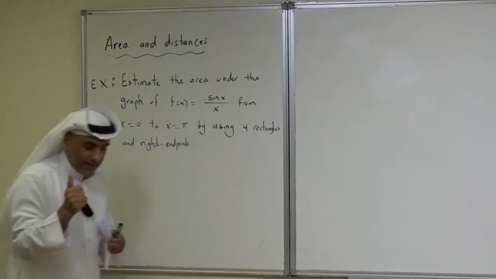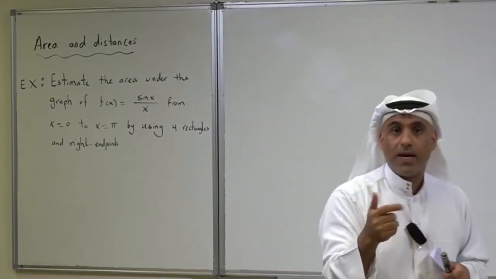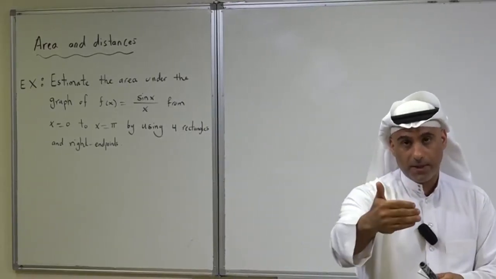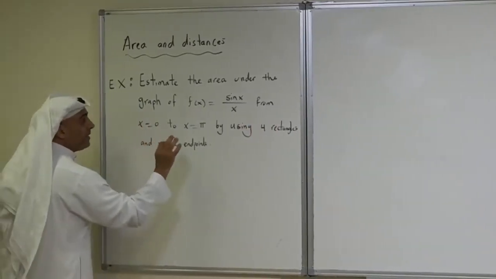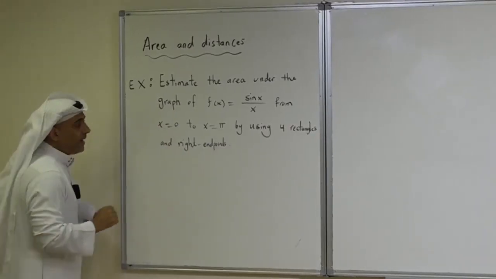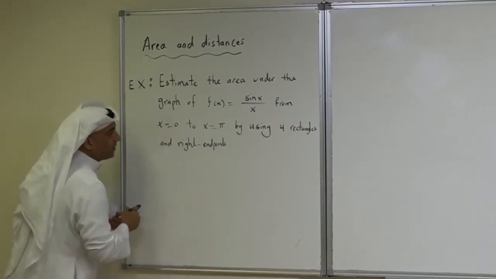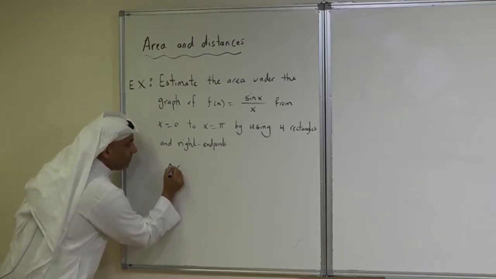You remember, we had the left point approximation, we have the right point approximation, and we said we will talk about midpoint approximation. Here, he's asking to approximate the area by using right endpoints as sample points. How to do this? Simply what you need to do at the beginning is to find delta x. You remember what delta x is?